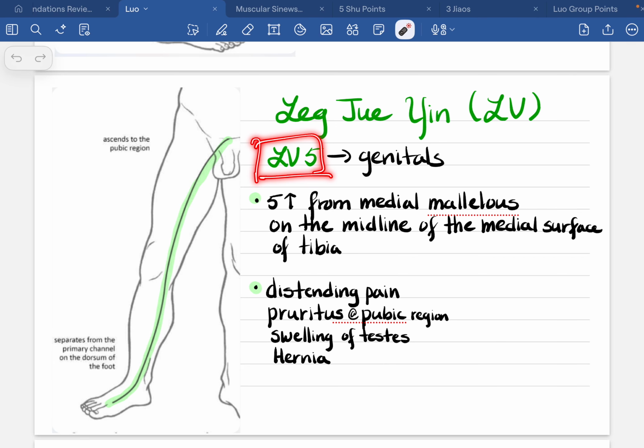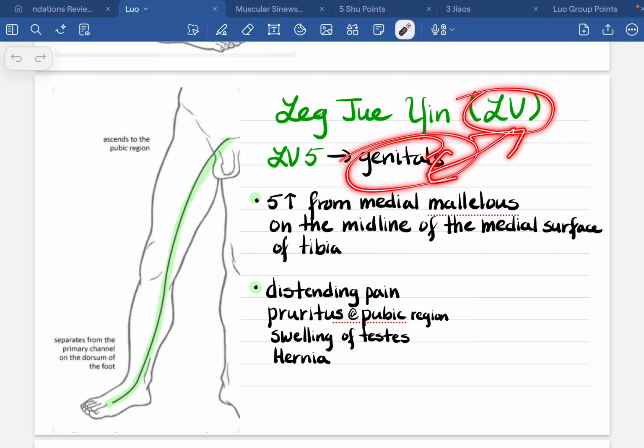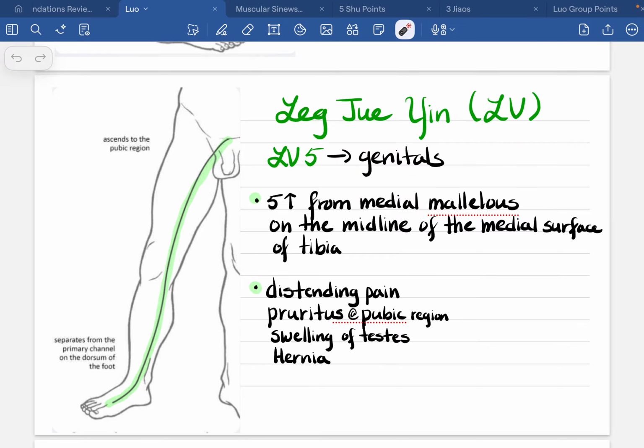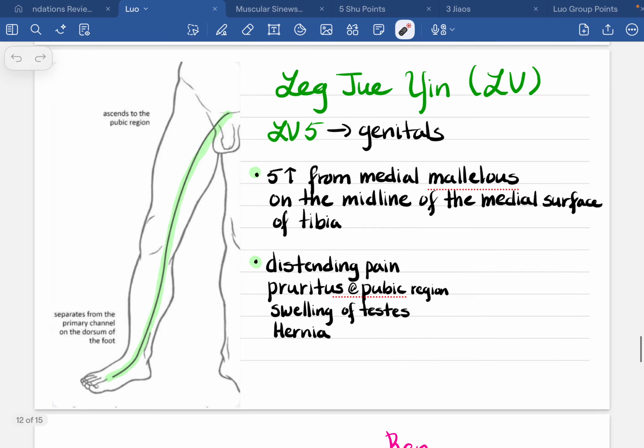Now the liver. The Luo point of the liver is liver 5. It goes to the genitals. There's a very big association between the liver and the genitals, even when you study the liver pathway. So this is actually very easy to remember. It's 5 soon up from the medial malleolus, okay, on the midline of the medial surface of the tibia.